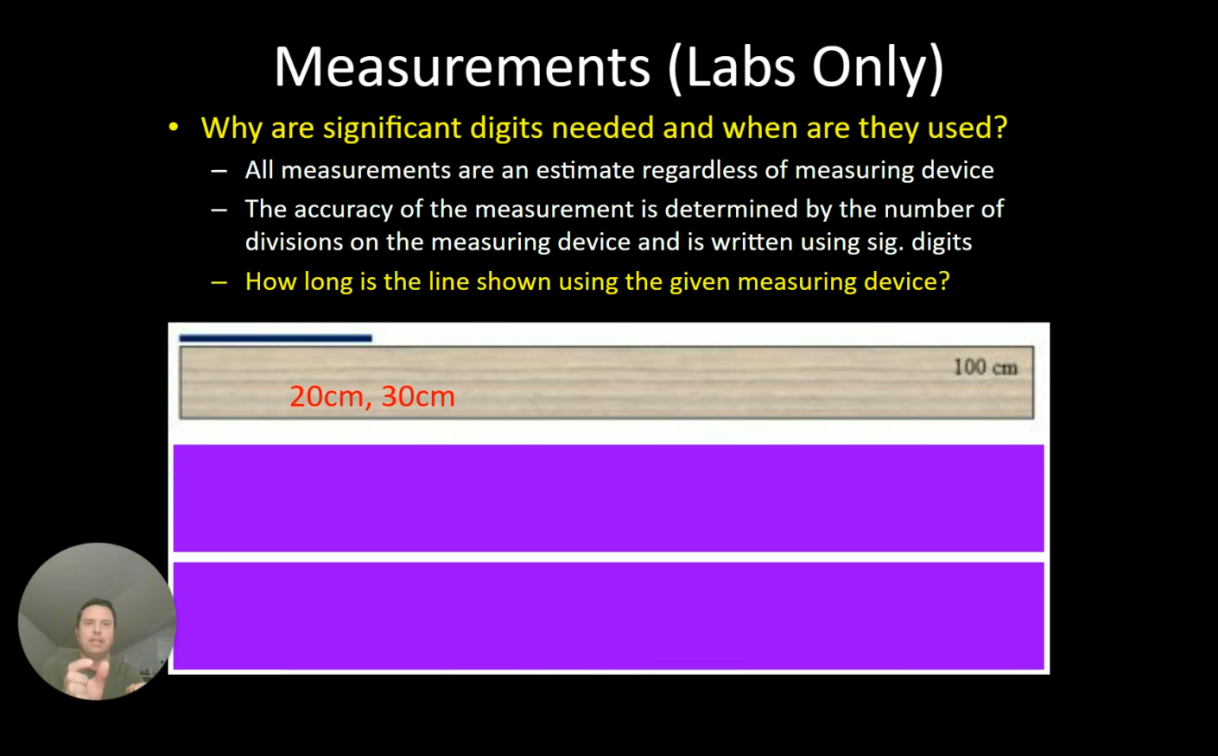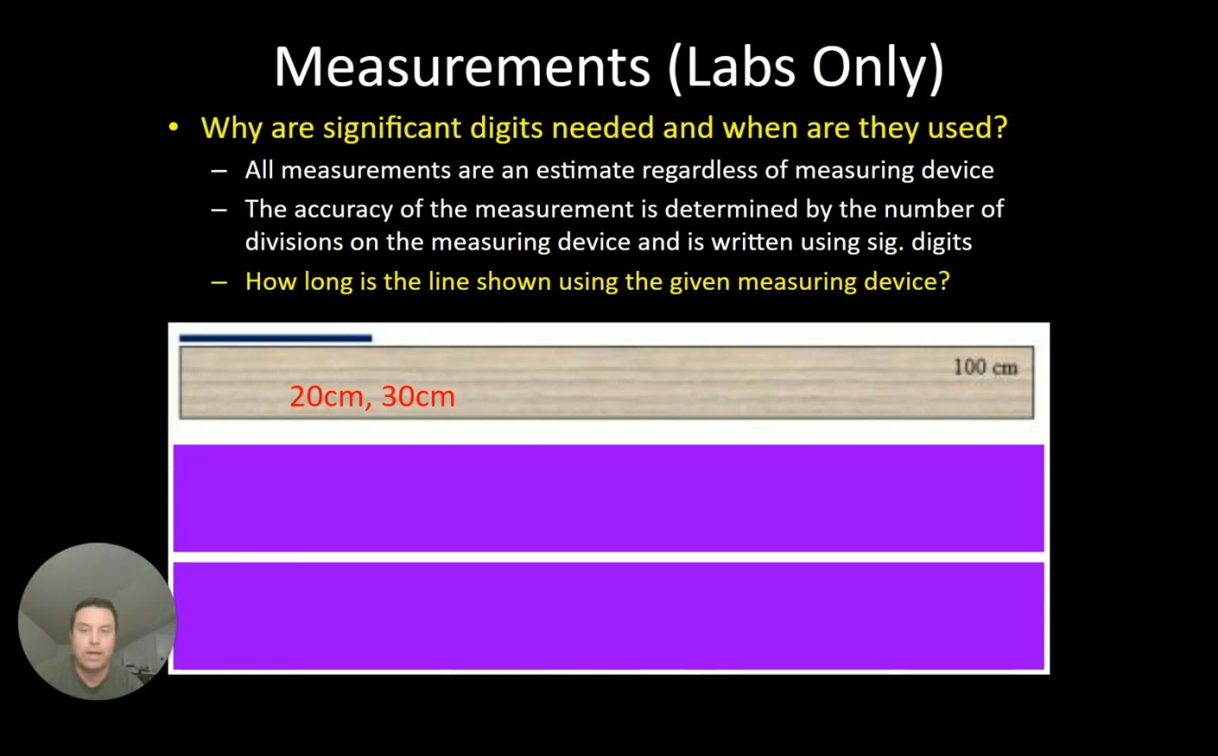So instead of giving your number and then typing out, I used a meter stick that was only accurate to one place, that's a mouthful, and you don't want to do that every single time you write a number. It's just not realistic. So we made up some rules for sig figs.